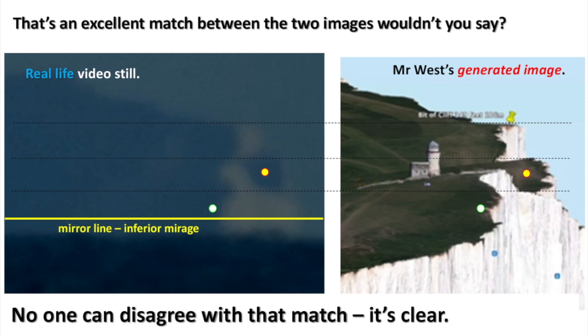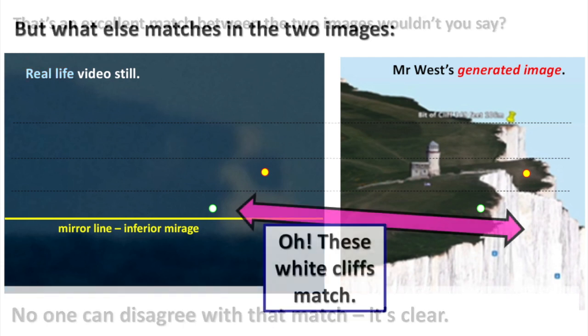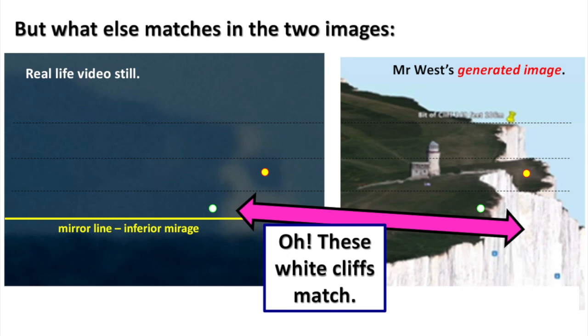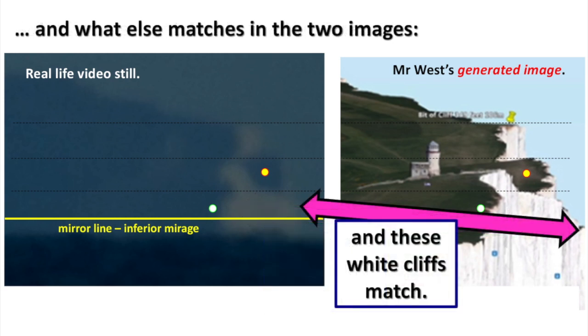On the left, real-life video still. On the right, Mr. West's generated image. No one can disagree with that match. It's clear. But what else matches in the two images? Oh, these white cliffs match. And what else matches in the two images? And these white cliffs match.